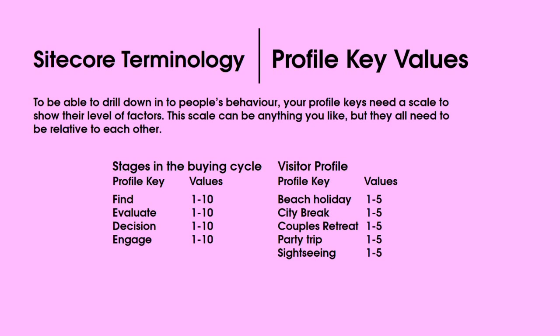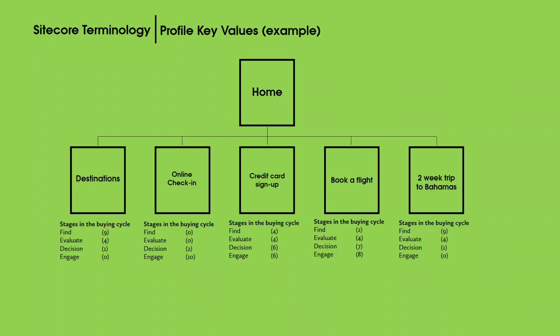But the way we handle all this information is that we need to do something like this. This is a really crude website because it's very, very small, but you go to your home page, and the home page has no values attributed to it because you can't define anything by a home page. Not a stage in the buying cycle, you can't define the sort of person they are because the home page does nothing. So, for example, destinations: really high on find, quite high on evaluate, pretty low on decision and pretty low on engage. Online check-in: really low on find, obviously, but you're 10 on engage.